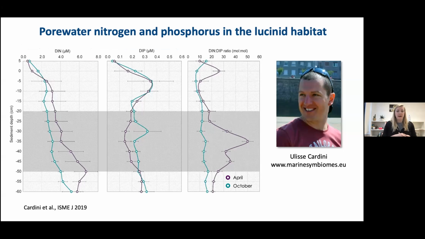A few years ago, we were out in Elba sampling the clams and looking at their environment. And a postdoc who was in the lab, Ulisse Cardini, who now runs a research group in Naples at the Marine Station, did some measurements of available nitrogen, dissolved inorganic nitrogen and phosphorus in the habitat of the clams. So this is just sampling through, 0 would be the top of the sediment, and then taking samples throughout the depth of the sediment. And this gray box here is about where you would find the clams. They live buried inside sediments.